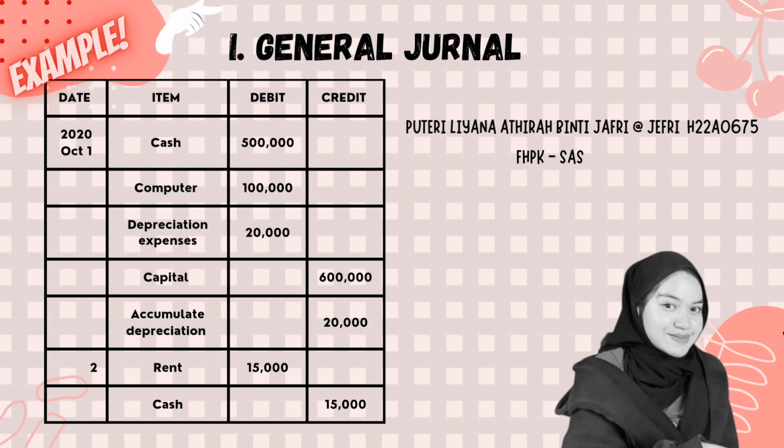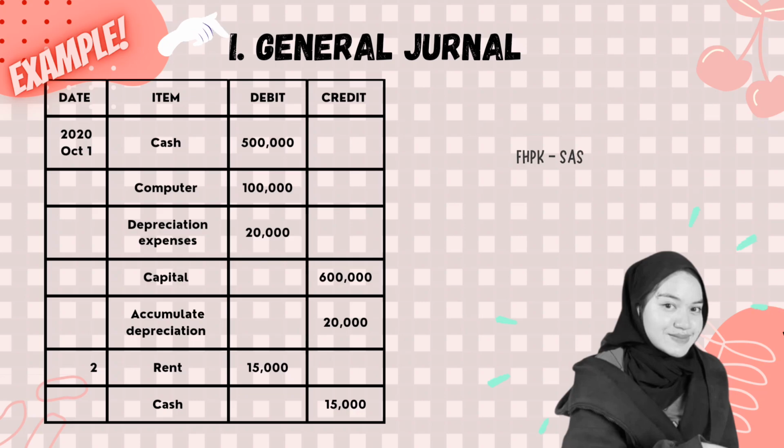All the accounts are booked under asset, liabilities, capital, revenue and expenses. By tradition, assets and expenses are debit in nature, debit when increased. Capital, liability and revenue are credit in nature, credit when increased. For example, 2 October 2020, rent 15,000 debit and cash 15,000 credit.